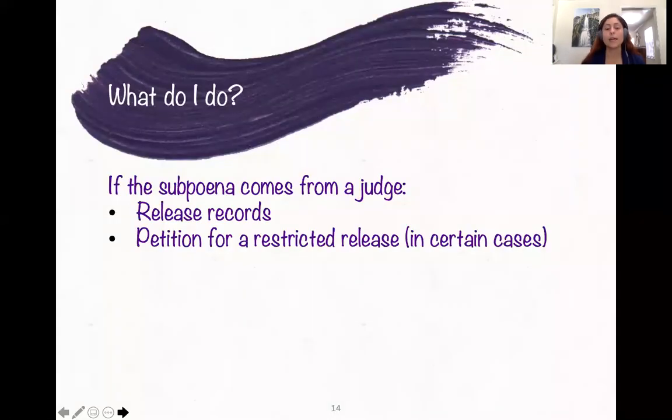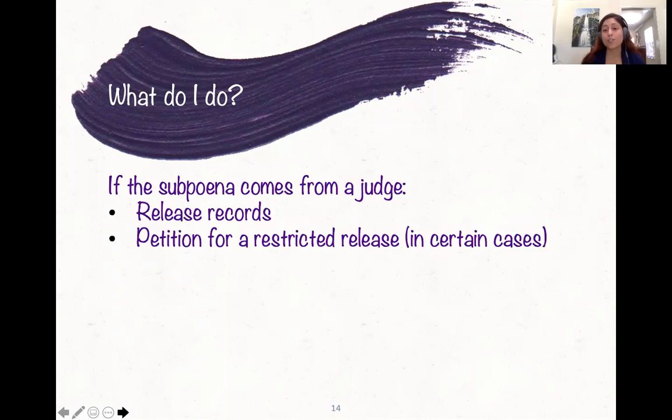Obviously, a legal issue. So what do you do if you receive a subpoena? If the subpoena came from a judge, for the most part, you're going to have to turn over the records because it's a judge-ordered subpoena. If you think that releasing the records might be harmful, you can petition for a restricted release that would allow you to only turn over certain pieces of the record.